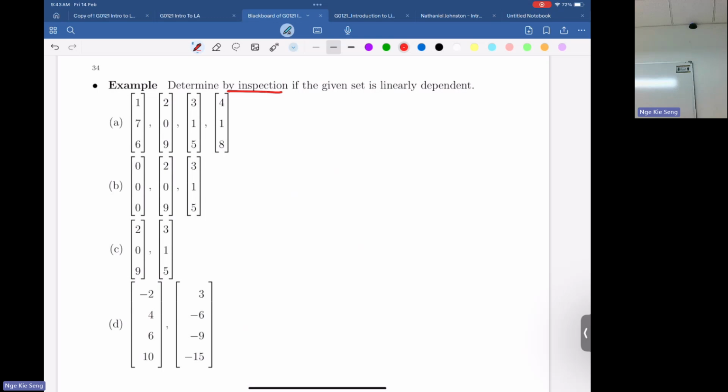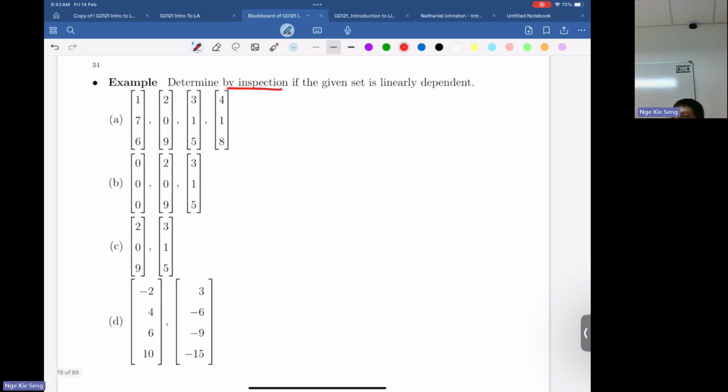Okay. Before we check the answer, do you have any guess whether they are linearly dependent or not? Not for all, or which one? There are A, B, C, D, so 4 cases. Are they all linearly independent or what's your choice? Not dependent for all. Okay, you by inspection.